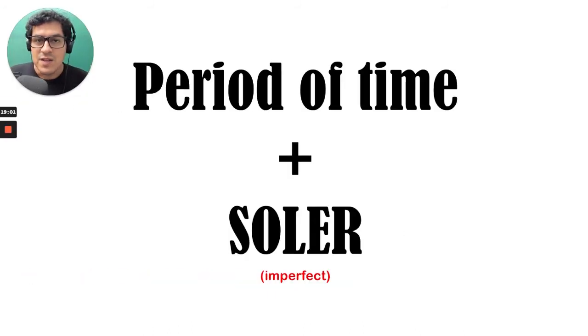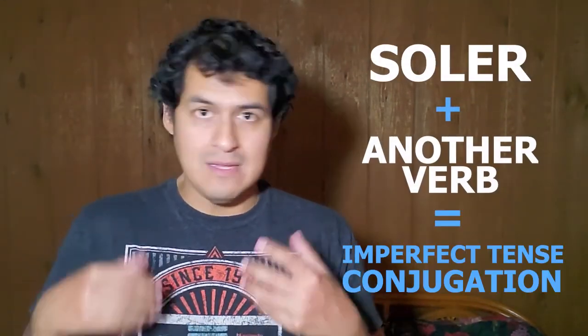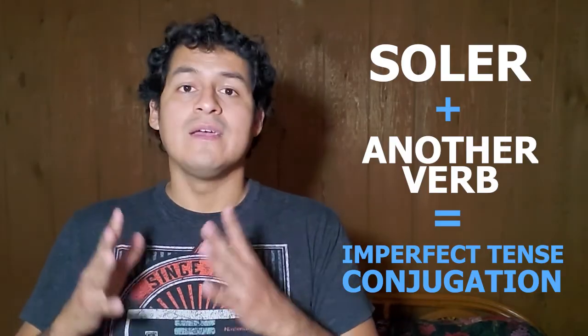In the next video, we are going to learn how to put together a period of time plus the verb soler so that you can tell a story using imperfect tense in Spanish. Remember the verb soler. It's a regular verb, but it's very important. It's key when speaking about things that we used to do. And also the verb soler plus another verb equals an imperfect tense conjugation in Spanish.